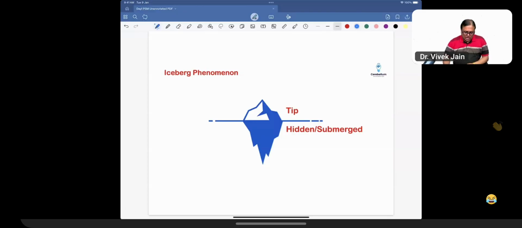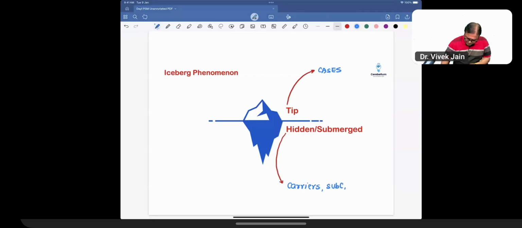Okay, we come to iceberg phenomena. Quickly tell me, tip comprises of, hidden portion comprises of. Tip comprises of cases. Tip of iceberg is visible to you. Hidden portion is mainly comprised of carriers. Also subclinical, preclinical, asymptomatic, latent cases, but mainly carriers.